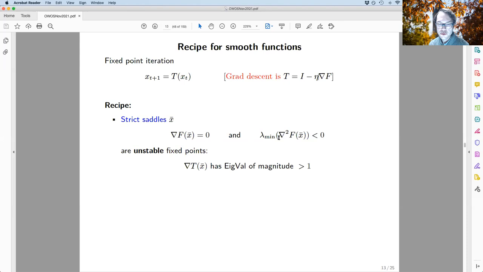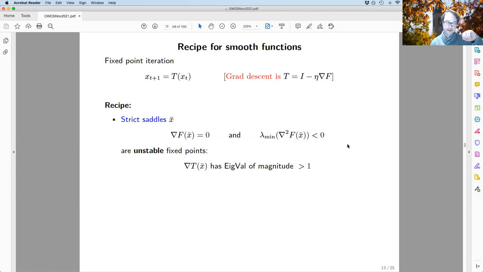And so it turns out that these two properties translate into nice properties for the fixed point operator. Namely, strict saddle points are what are known as unstable fixed points of the operator, meaning that the Jacobian of the operator has at least one eigenvalue of magnitude greater than one. And this is exactly what this Hessian condition is saying. Okay. And so these unstable fixed points have a clear interpretation of having some direction along which the operator expands the space. And that's what the Jacobian having an eigenvalue greater than one signifies. And so you should expect that there's some direction along which we can expand the space. Hopefully that will push us away from these unstable fixed points.